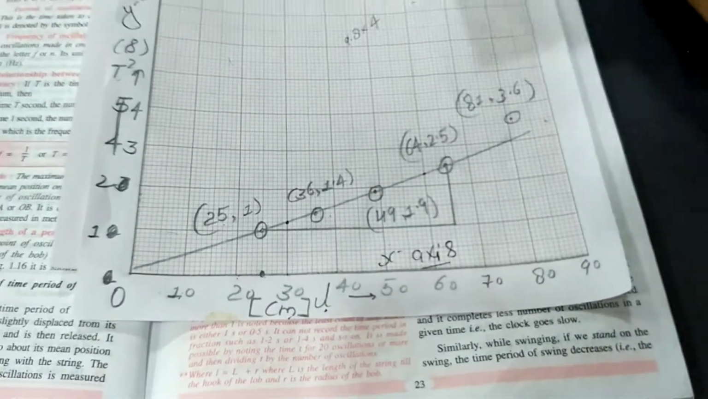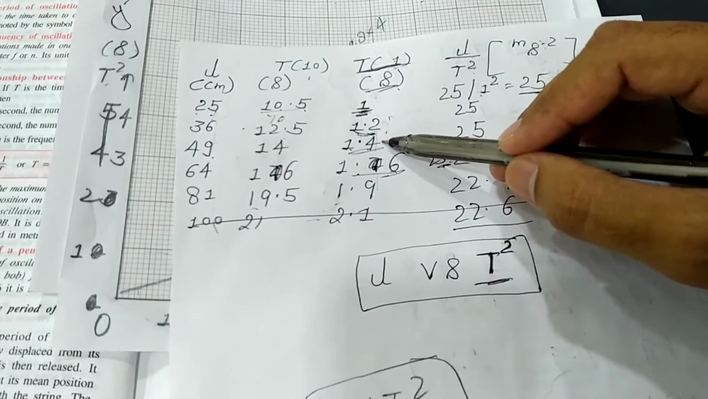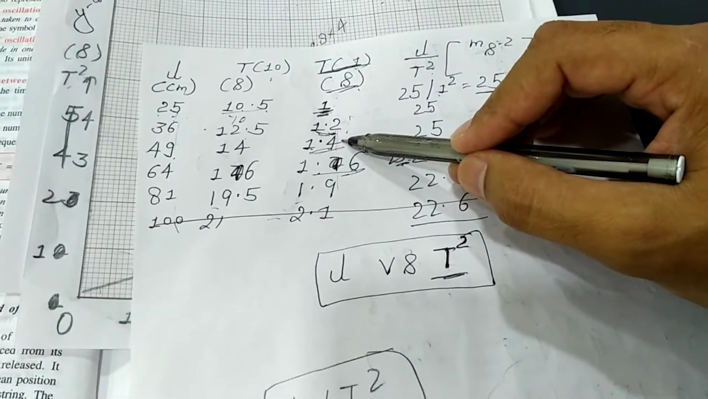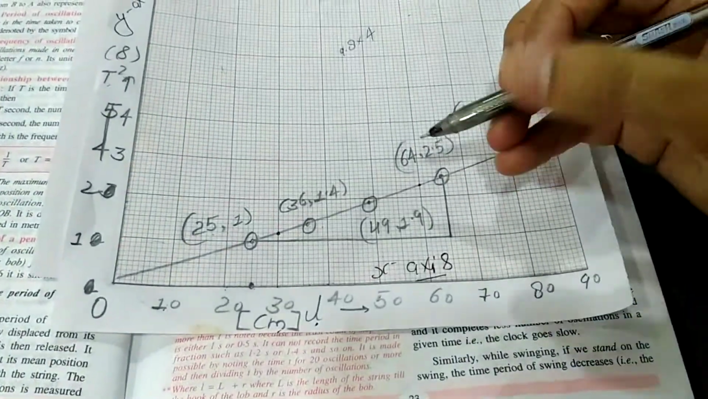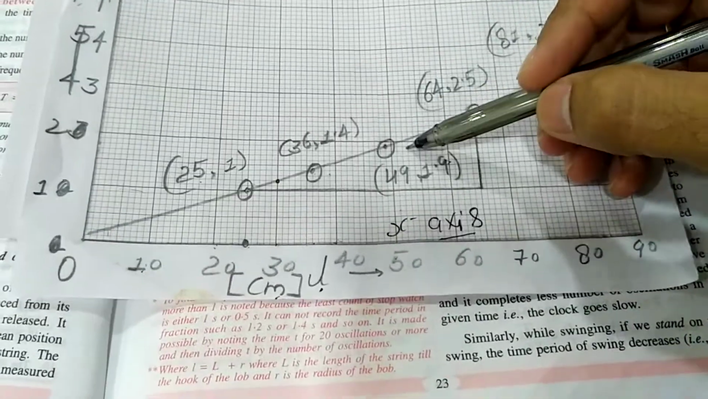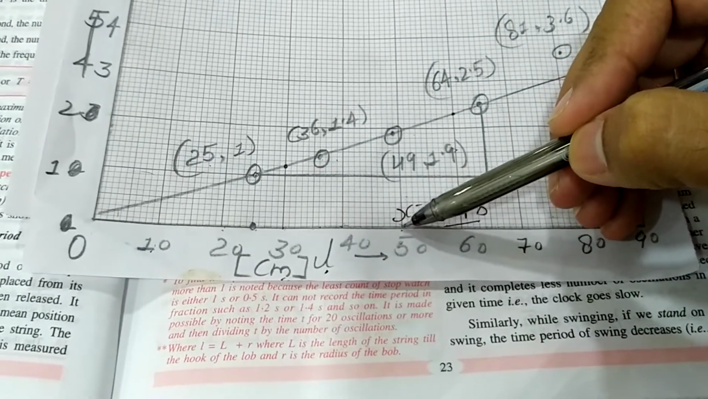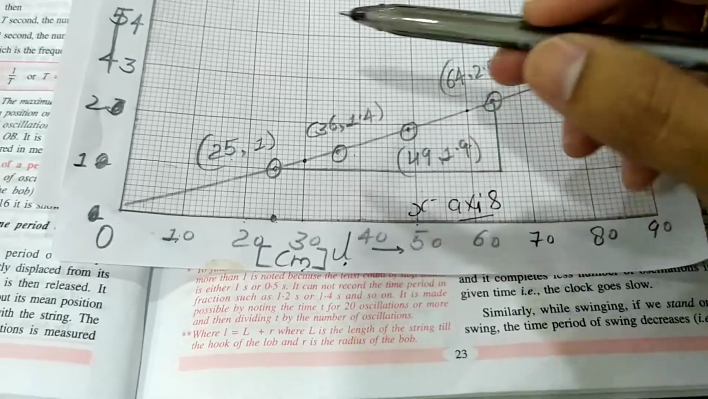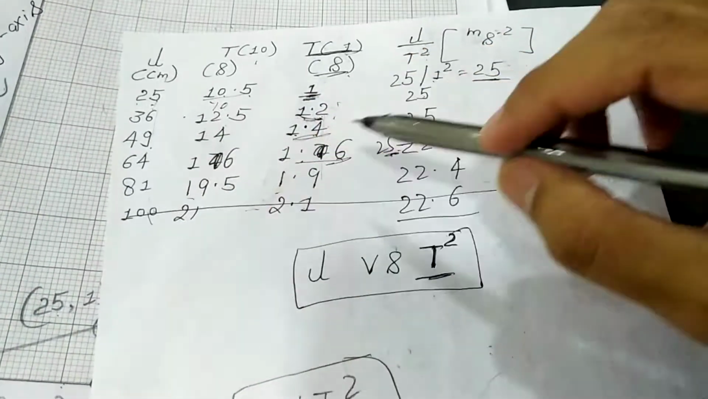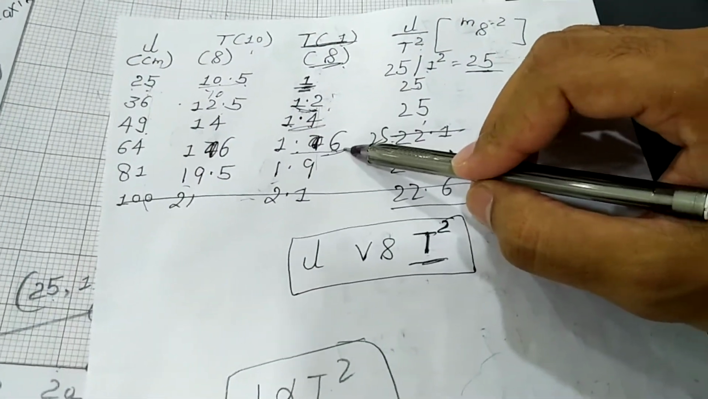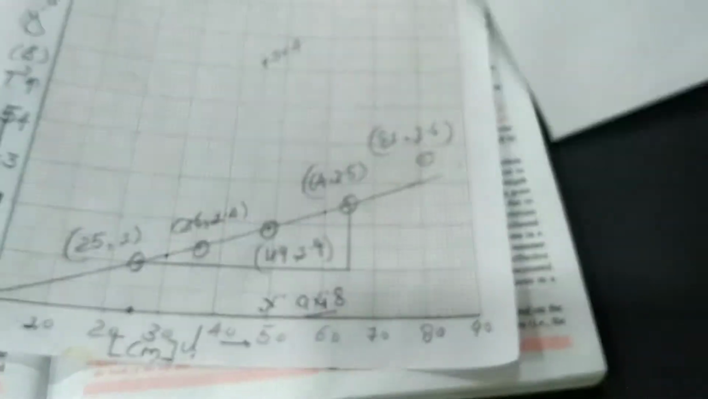Similarly, the next reading is 49, and then 1.4 squared is 1.96. Again taking up to 1 decimal place, I have taken 1.9. So 49 and 1.9. Just before 50 we have 49, so this is 49, 1.9. Similarly 64: 1.6 squared is 2.56, so up to 1 decimal place it is 2.5. So this reading is this.